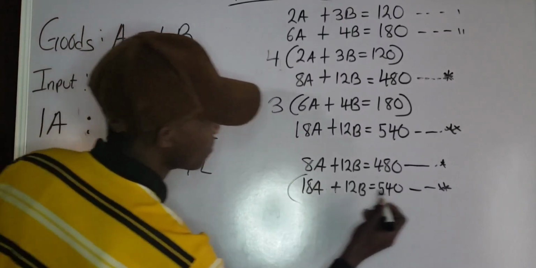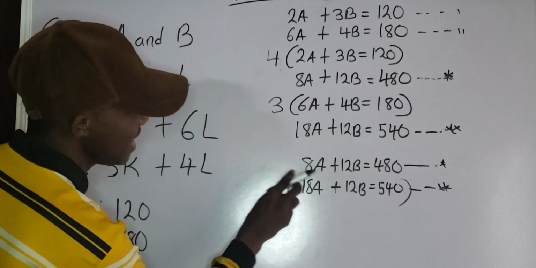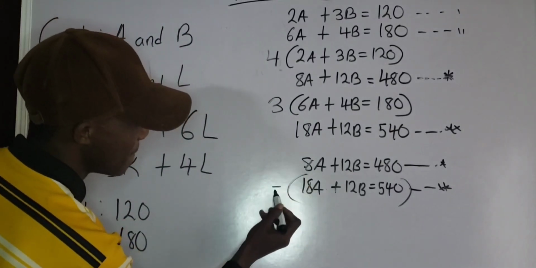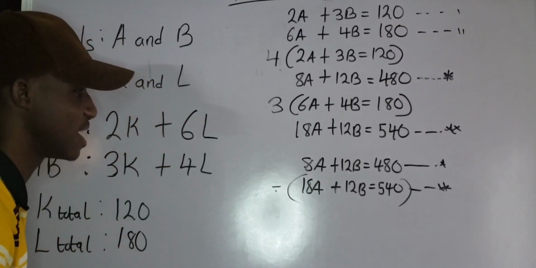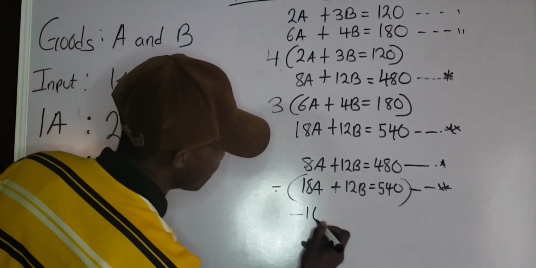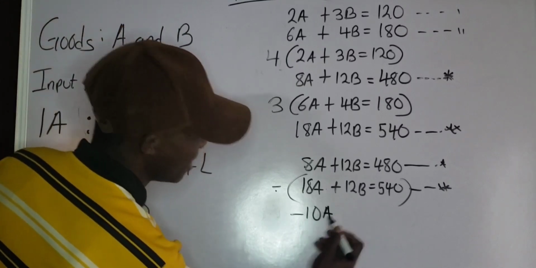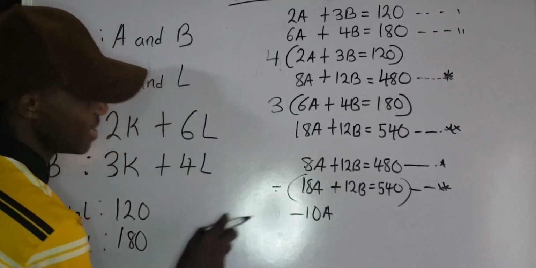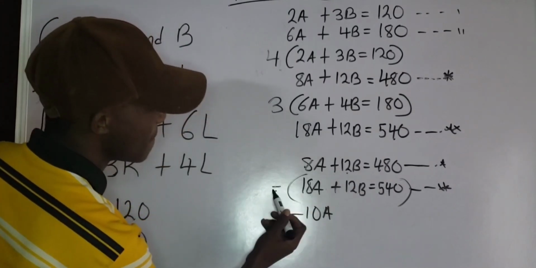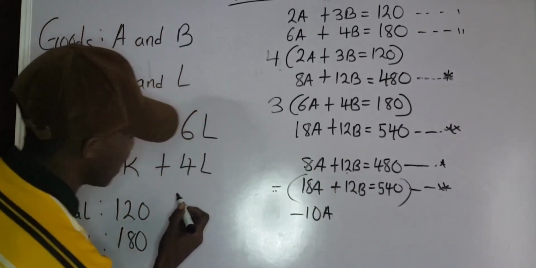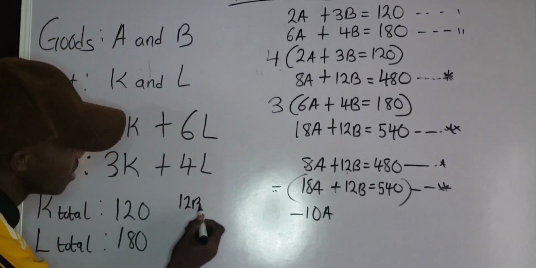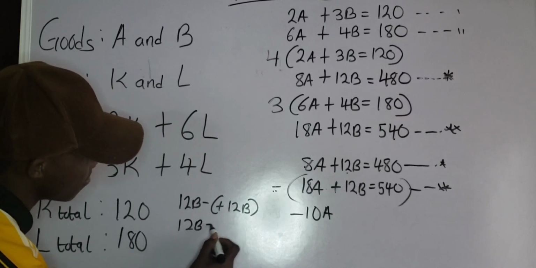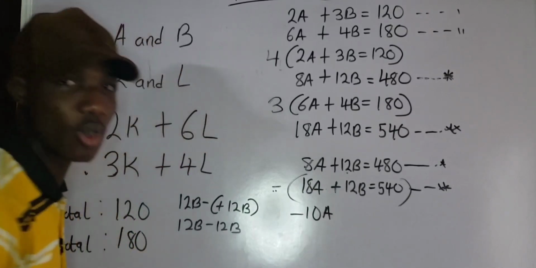For this, let me just put minus. Okay, so let's see, 8a minus 18a. Do you understand what I'm doing? 8a minus 18a, what's the answer? That is negative 10a. Plus 12b minus 12b. That is 12b minus 12b. What's the answer? That is 0. You can see now we have already eliminated b.